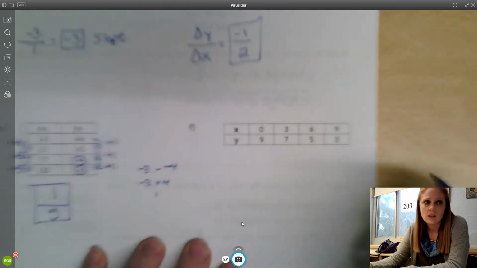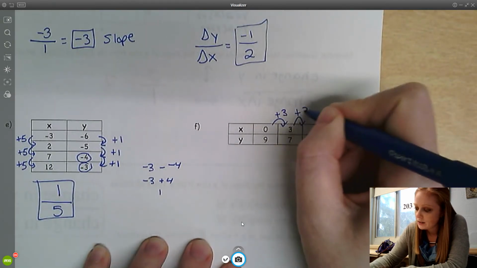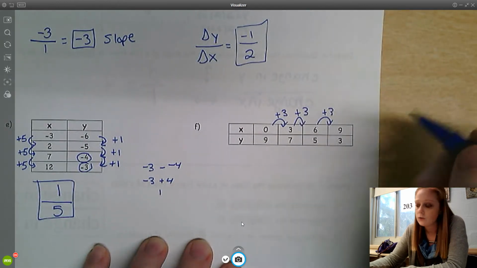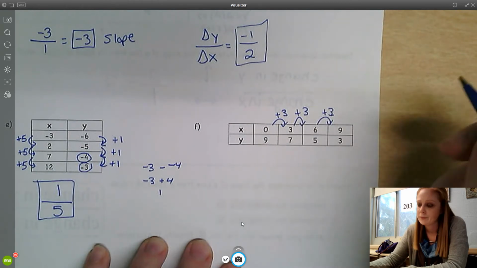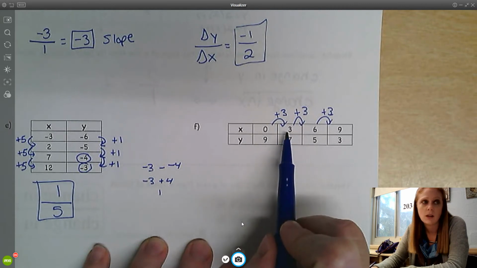Okay, another horizontal table. To get from 0 to 3, we add 3. 3 to 6, we have to add 3. And then 6 plus 3 is 9. And again, check it. If you're not sure, you can go backwards. 9 minus 6 is 3. 6 minus 3 is 3. But I think the easiest way is to go forward and say this plus what is going to give me 3.